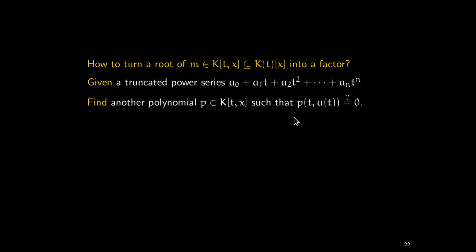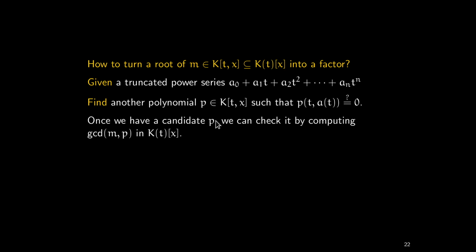Okay, so the goal is to find a polynomial that has low degrees and has a power series solution that also starts like this. This is the way of putting it. And so this means that if I plug this into the polynomial, then I should not get exactly 0, I just should get 0 mod t to the n, like in the proof of the implicit function theorem.